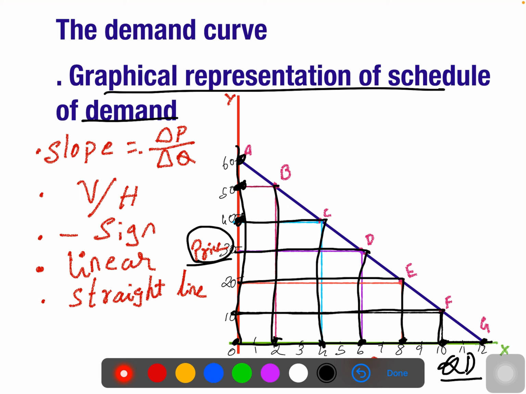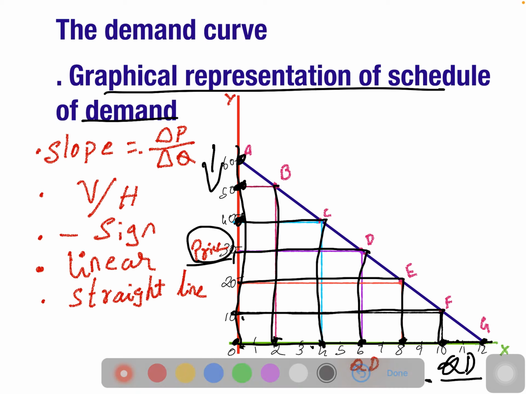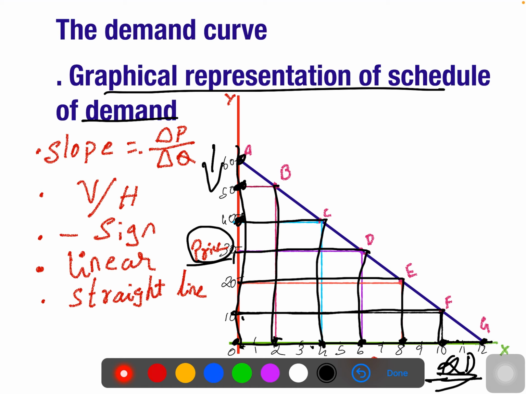You can see the way I am coming down. If the price is 60, 50, 40, you can see the price is coming down, so quantity is shifting towards the right side. That means if the price is continuously decreasing, the quantity demanded is going to move towards the right side. A, B, C, D, E, F, G is nothing but the combination at that stage: what is the price and what is the quantity demanded. So price is continuously decreasing, and the quantity demanded is continuously moving towards the right.